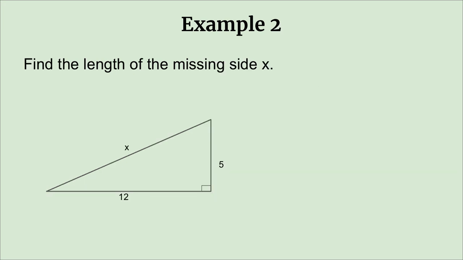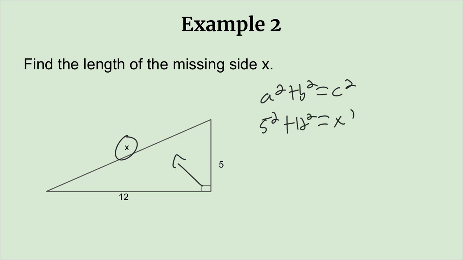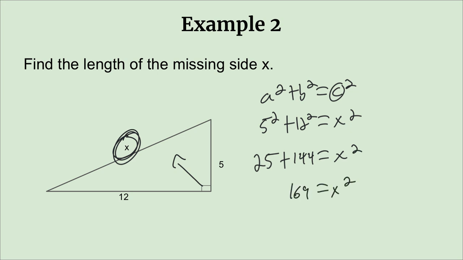Sometimes I'll ask you to find a missing length or a missing side. So we know x is our hypotenuse here because it's opposite the right angle. So we'll have a squared plus b squared equals c squared. So that means we'll have 5 squared plus 12 squared equals x squared, because x is our hypotenuse, which is the c value. So 25 plus 144 equals x squared. 169 equals x squared.